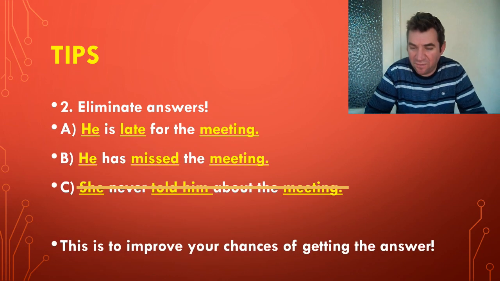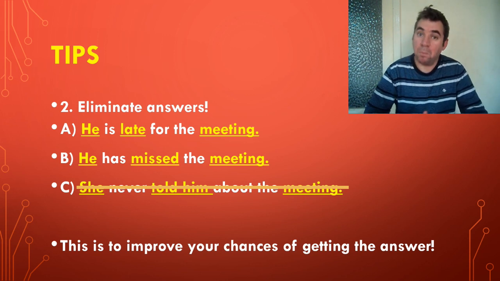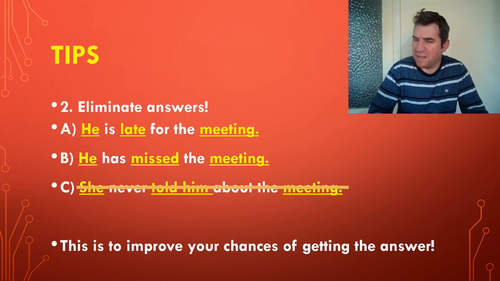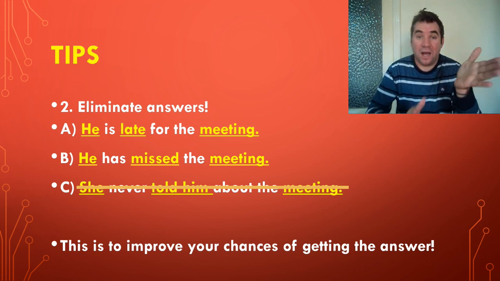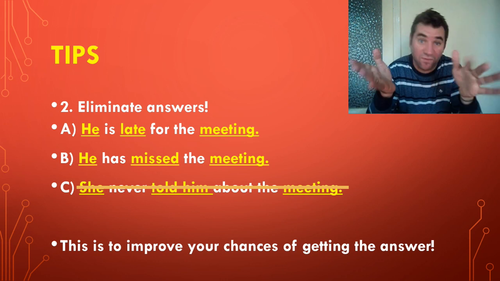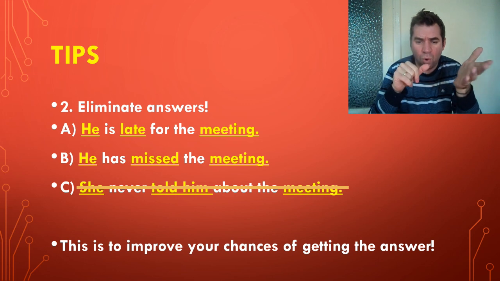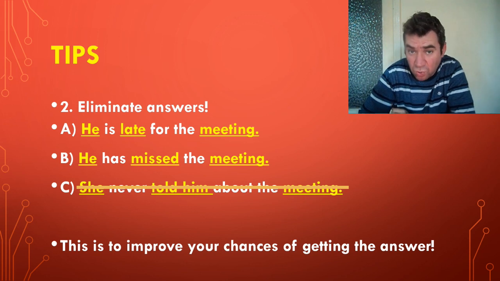So again, he is late for the meeting. You could say, okay, it might be that. He has missed the meeting, possibly. She never told him about the meeting. You can say, well, no, the woman who was speaking never said anything about that. So I know it's definitely not C. It's between A and B now. And then at least you're 50-50. And hopefully you'll say, actually, yeah, I remember him saying that he never went to the meeting, so it probably is B. So by combining these first 2 tips, you are really improving your chances of finding the answer.